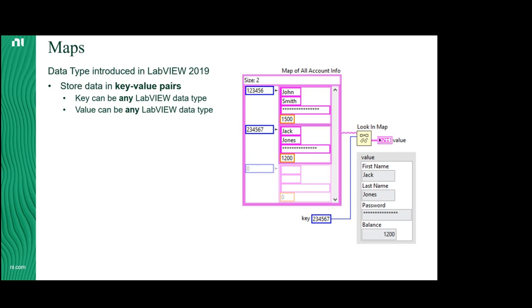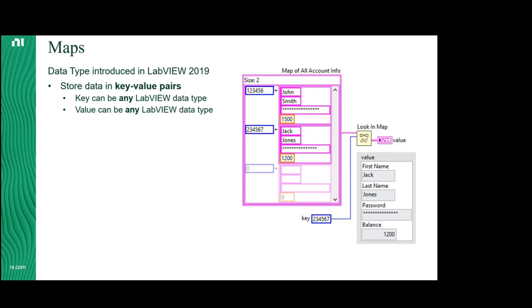But a map stores pairs of data as opposed to individual elements of data like a set does. So here in this map, what I've got is my key, which can be any data type, is a numeric that represents an account number. Let's say this is for a bank. So I've got an account number. Then the value is basically all of the information associated with that account: first name, last name, login, and balance.